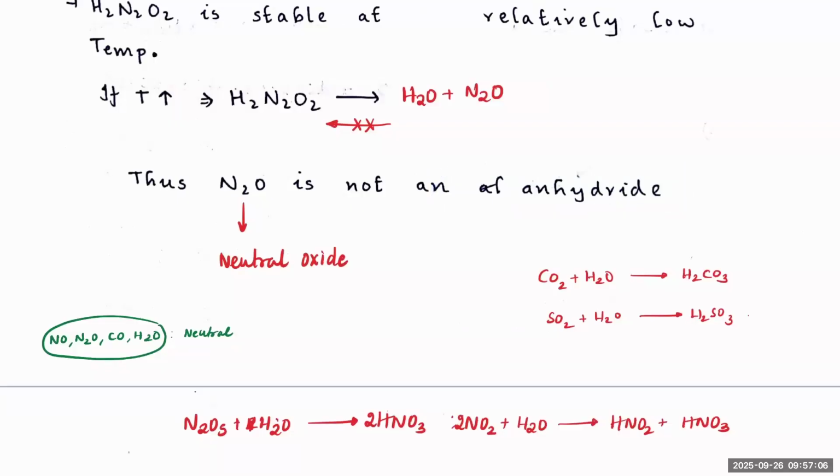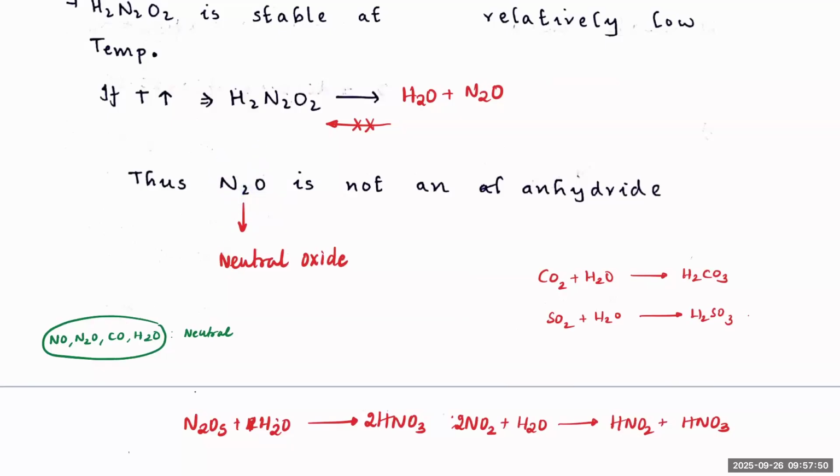What do you mean by anhydride? Anhydrides are those which on hydrolysis will give you their respective acids or bases. For instance, if I take carbon dioxide added to water, what do we get? Carbonic acid. Sulfur dioxide added to water, what do we get? Sulfurous acid. Now, what is the anhydride of carbonic acid? The answer is CO2. What is the anhydride of sulfurous acid? The answer is SO2. But now I can't say the same for this one. Can I say that the anhydride of hyponitrous acid is N2O? No. So it is not an anhydride.